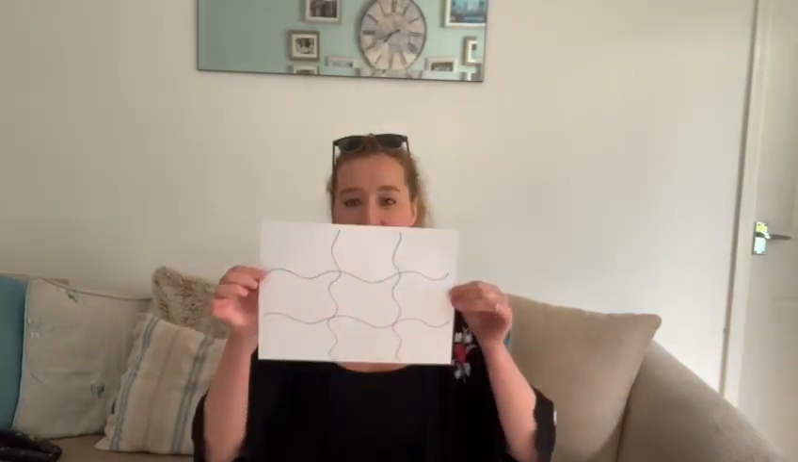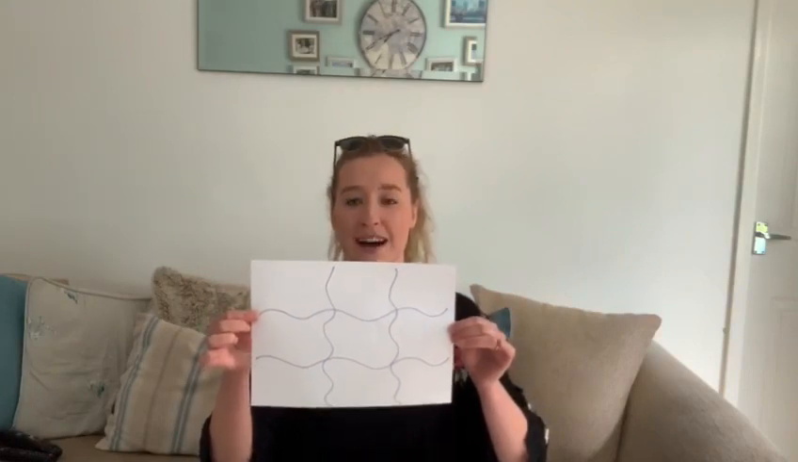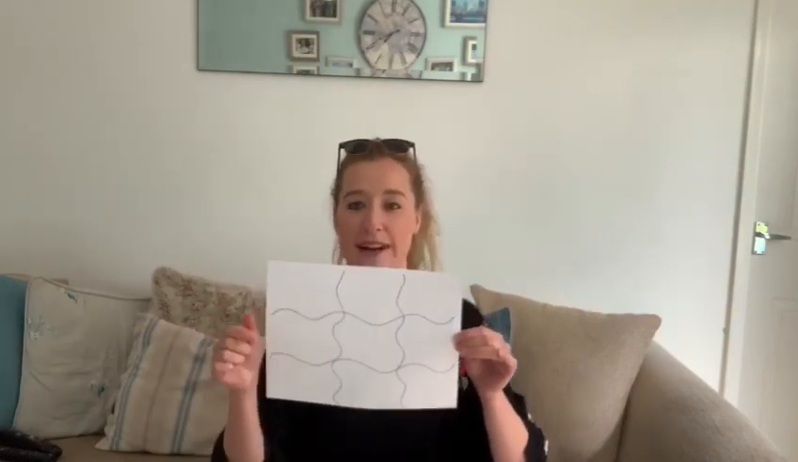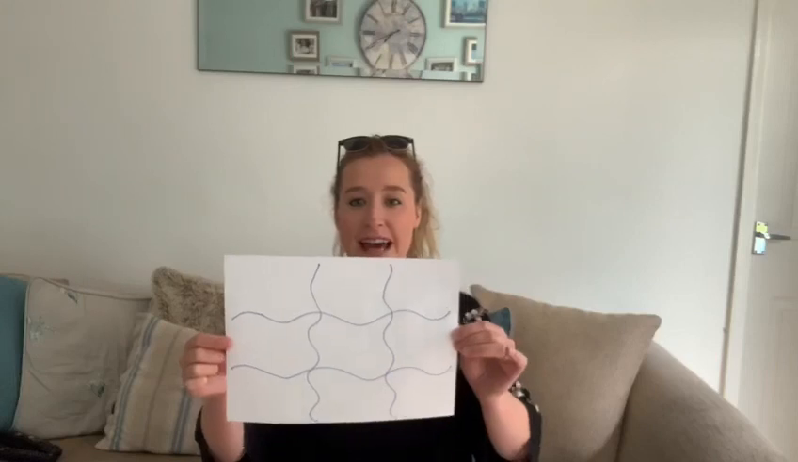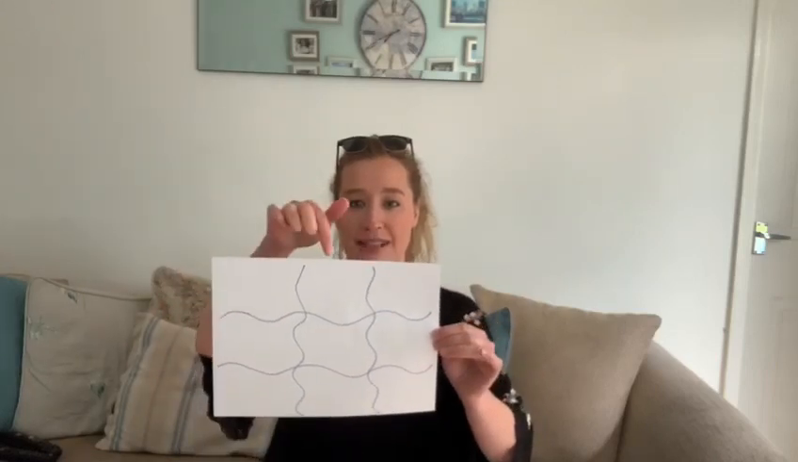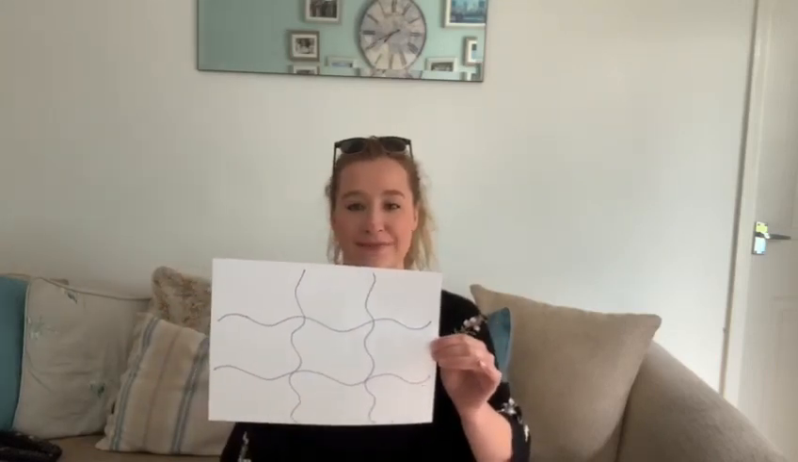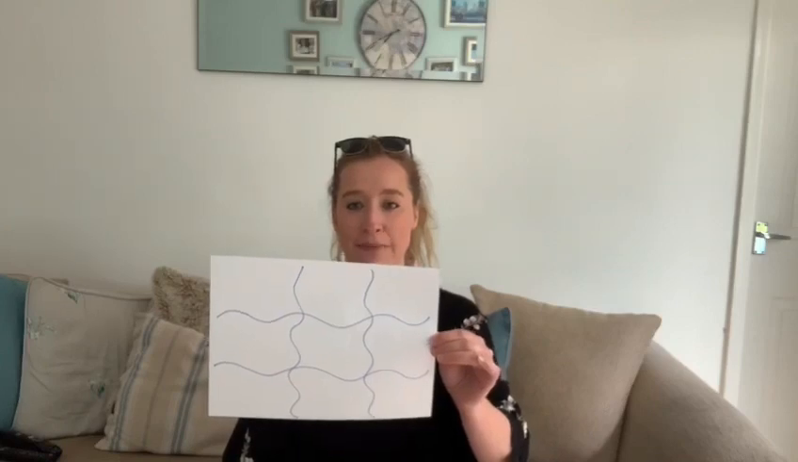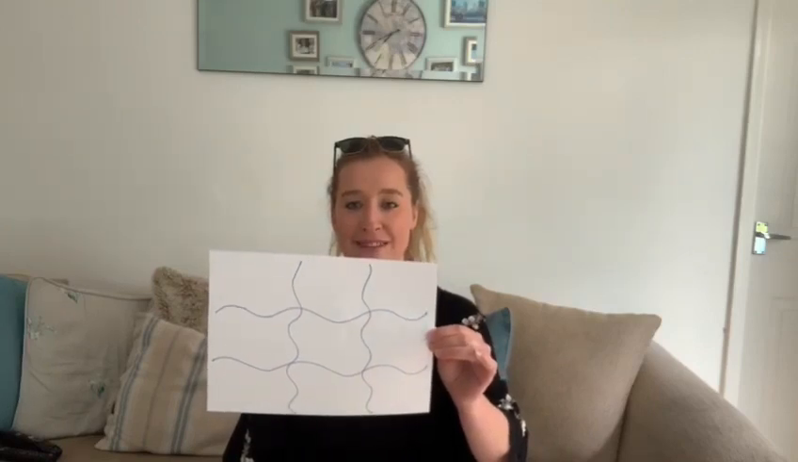And the first thing I want you to do is create a 3x3 grid. I've used squiggly lines, but you can use straight lines if you want to. But you need to have 9 boxes because this is going to be your bingo grid. Okay, so get a blank piece of paper and create that.